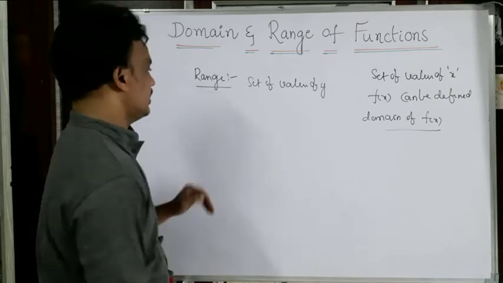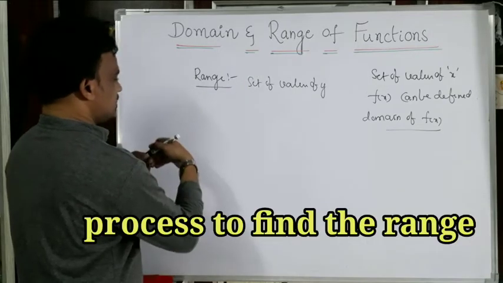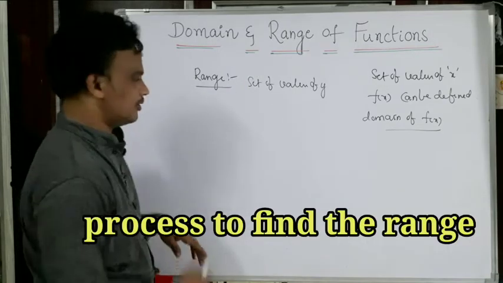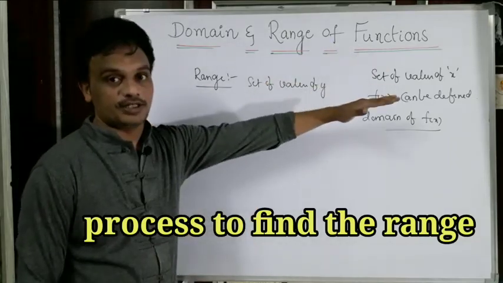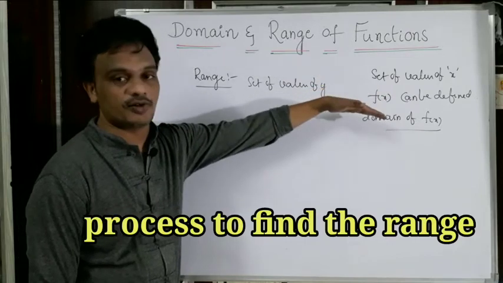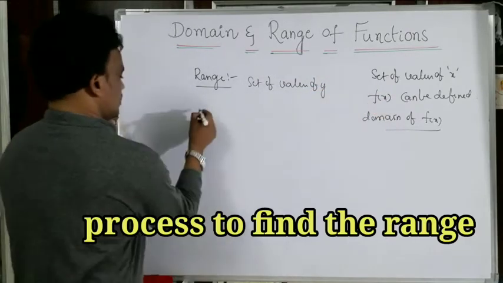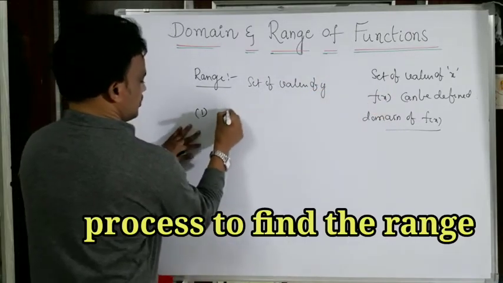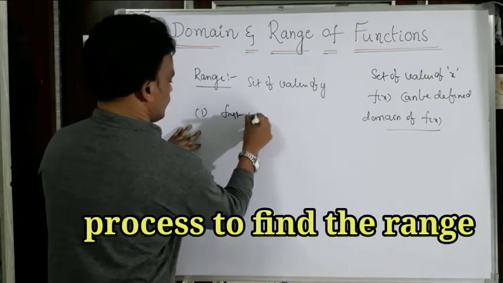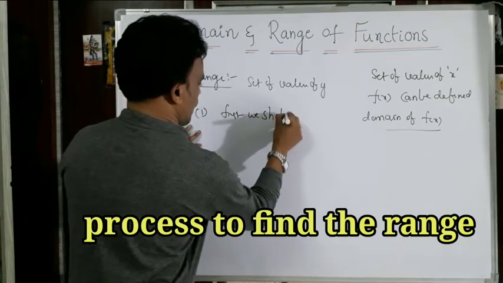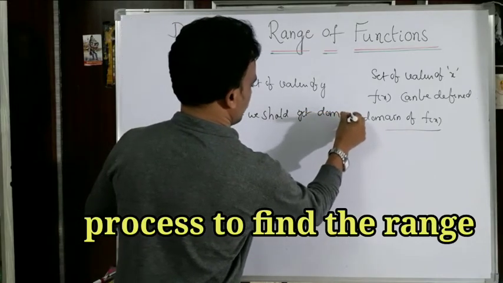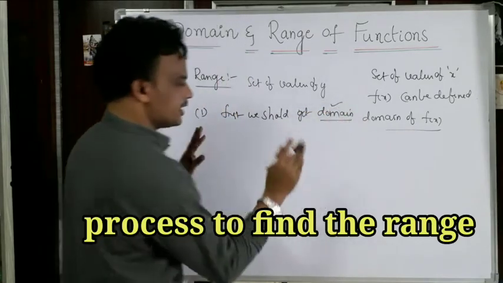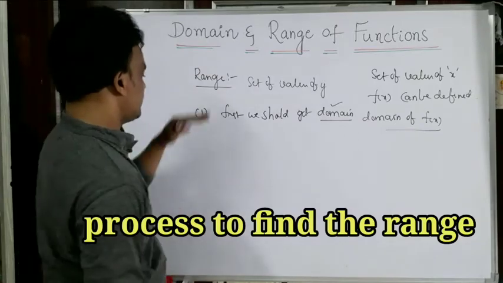Then let me explain the process to find the range of a function. To find the range, we compulsorily need to know where the function can be defined, so the domain is required. So, the first step is that we should get the domain of the function, where it can be defined. That is the most important step while finding the range.